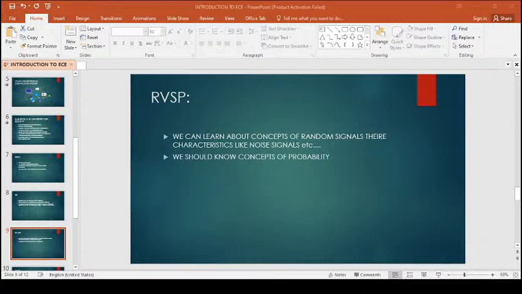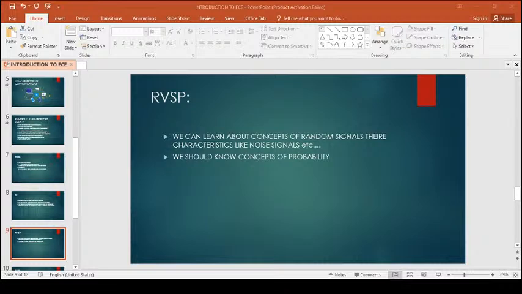So the nature of random signals can be learned using this RVSP concept. And random signals are also represented in the frequency domain as well as in the time domain. Here also we can use Fourier transform theory as we are using in signals and systems. To learn about RVSP, we should have minimum knowledge about probability theory. So before starting that RVSP topic, we can see what probability is and how it can be useful to learn the nature of random signals.